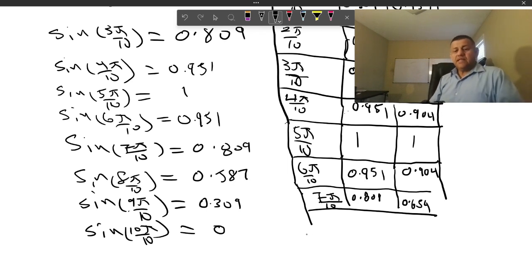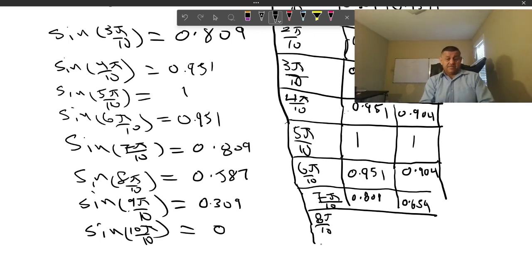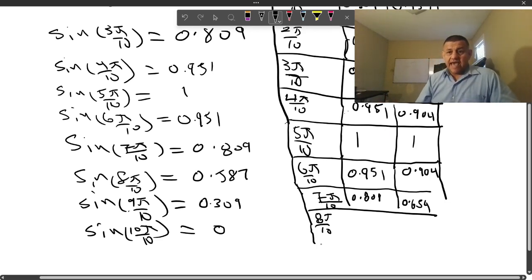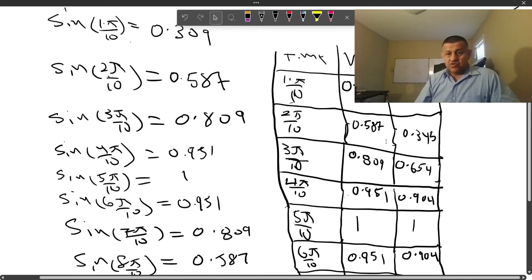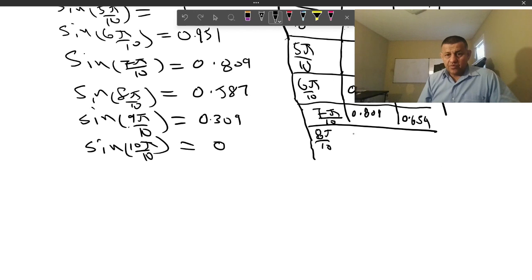All right, now next we do 8 pi over 10, which if you know, it's going to be like 2 pi over 10 again. It's basically the same ratio. So at 8 pi over 10, we get the same thing as back here. See, it's just a ratio, right? So we go back again, and the value of this is 0.587, and just keep going, right?